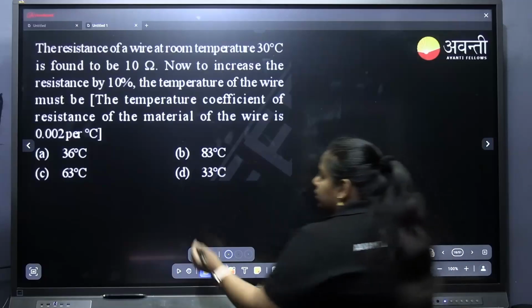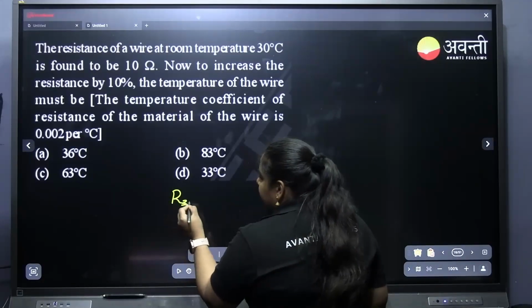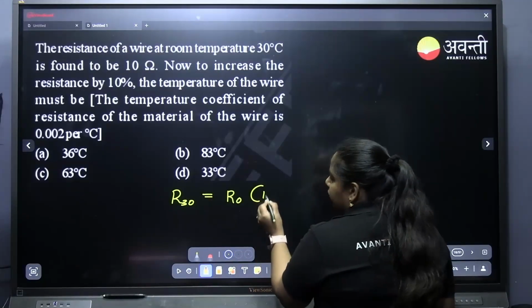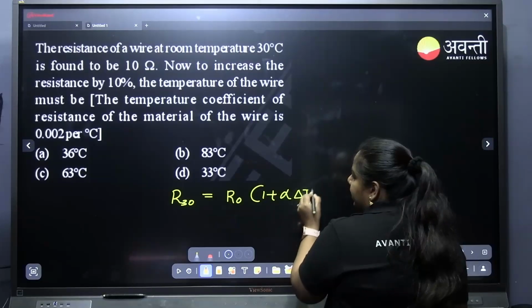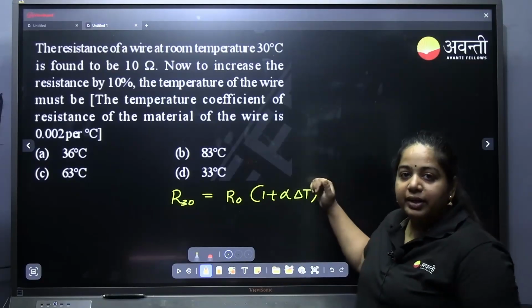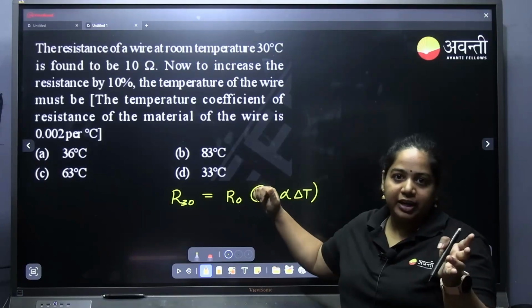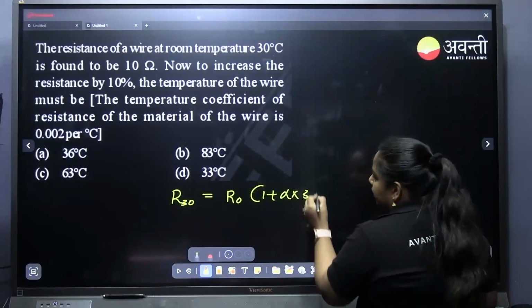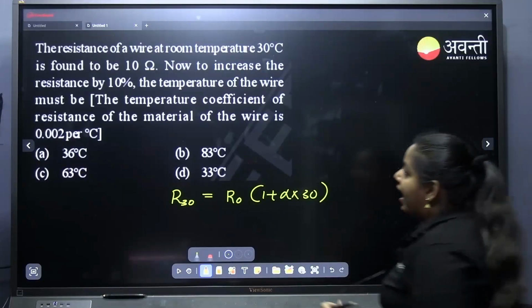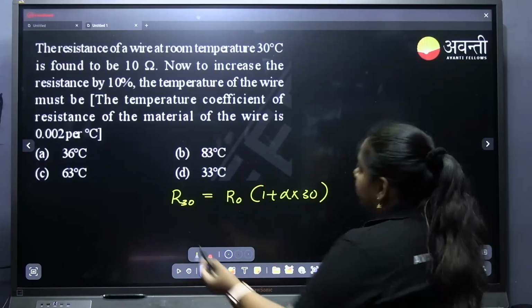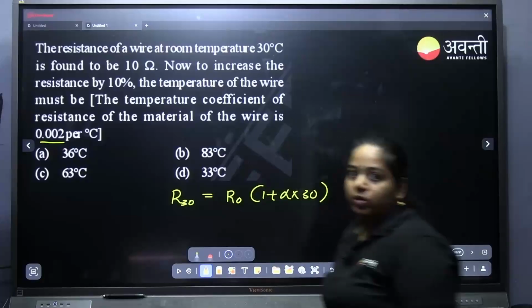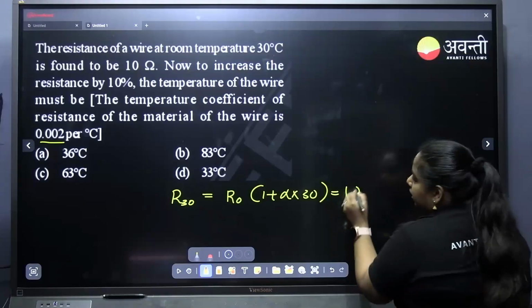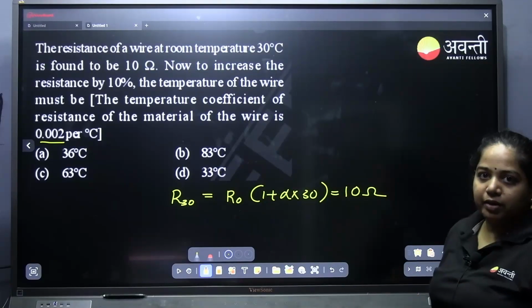That is the question. So let's assume that the resistance at 30 degrees Celsius is equal to R naught into 1 plus alpha delta T. Here delta T means 30 degrees Celsius, the final temperature is 30 and the initial temperature is 0, so this is into 30. Okay, alpha is given, right? Alpha is given as 0.002, that is the alpha value.